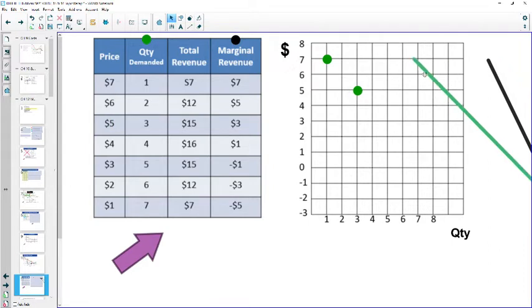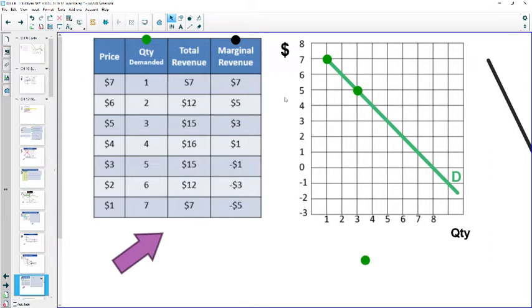Here we see the downward sloping demand curve. But now, if they go from selling 2 units at 6, and they want to sell 3 units, they've got to lower the price to 5. When they sold 2 units at 6, they took in $12. If they lower the price to 5, they'll sell 3 units, but only bring in an additional 3. Third unit only brings in $3.